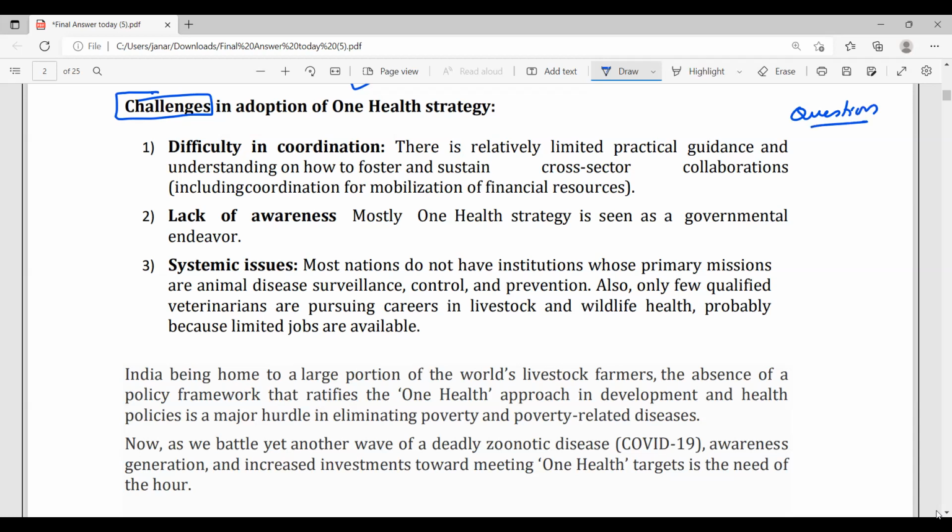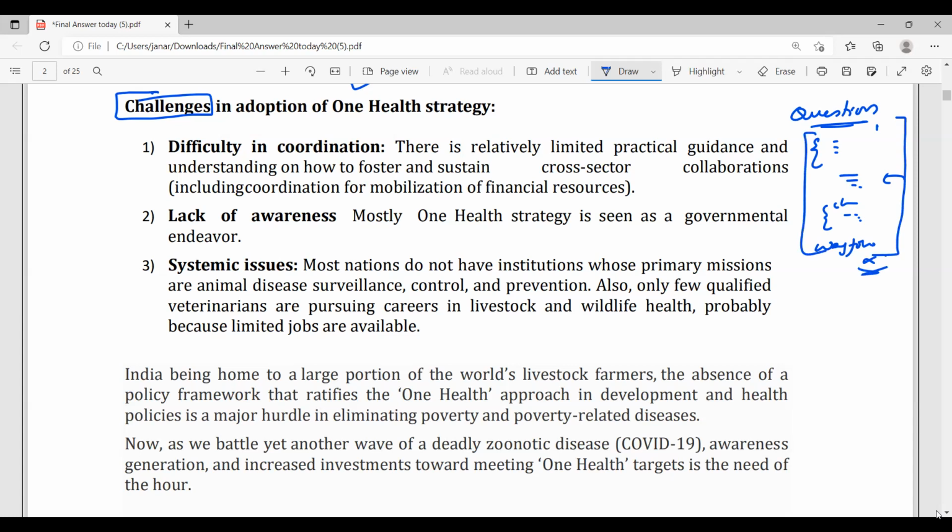When a question is given, what is the structure? How will you write the intro? What are the main points? What are the challenges, and how are you going to write them? How are you going to write the way forward? What diagrams can you put? What flowcharts can you put? Like that, in one minute or half a minute, you have to keep the structure. Otherwise, continuous flow will not come.